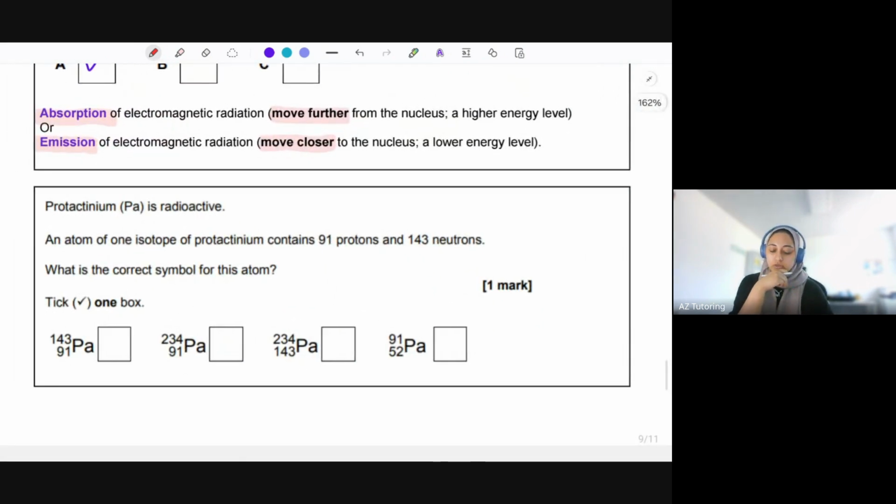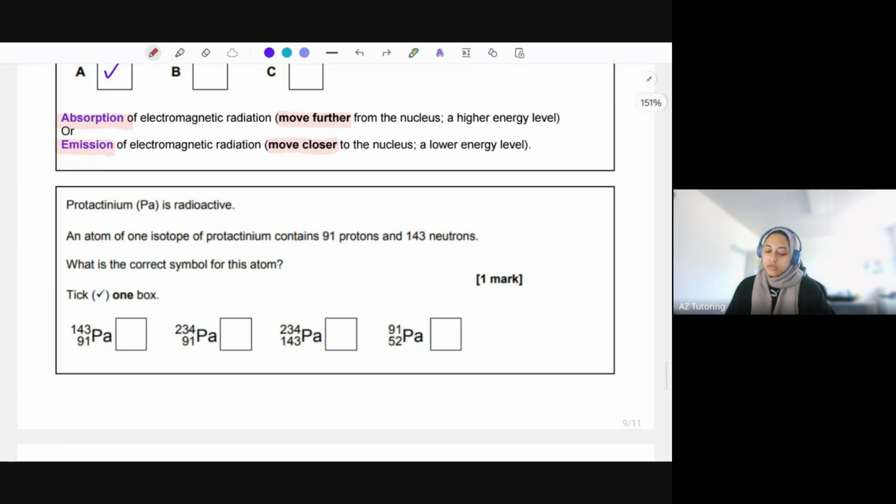Okay, so they could give you anything for this. So most likely you won't recognize what the radioactive isotope that they've given you is. But it says here, this is radioactive. An atom of one isotope of this contains 91 protons and 143 neutrons. What's the correct symbol for this atom? Now remember, I'll just write Pa. On the top, that's the mass number. The mass number is the total of your protons and your neutrons. So we're doing 91 plus 143 for the top.